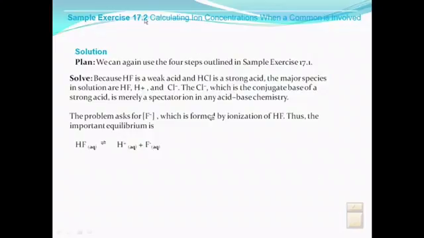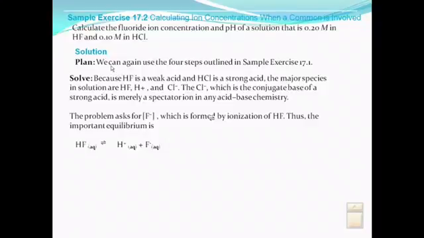Okay. Going on to example 17.2. Alright, question. Calculate the fluoride ion concentration and pH of a solution that is 0.2 molar in HF and 0.1 molar in HCl. It says we can use the same 4 steps that we first used in example 17.1.